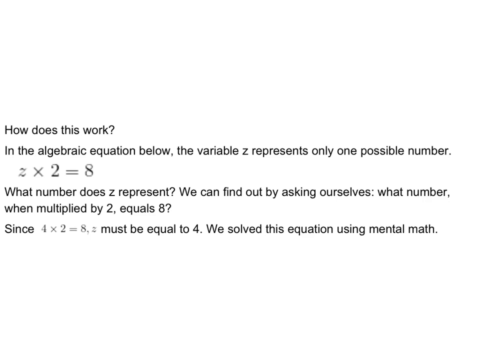In the algebraic equation below, the variable z represents only one possible number. z times 2 equals 8. What number does z represent? We can find out by asking ourselves, what number, when multiplied by 2, equals 8? Since 4 times 2 equals 8, z must be equal to 4. We solve this equation using mental math.